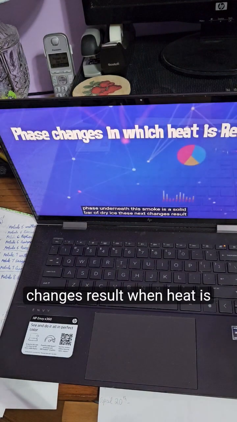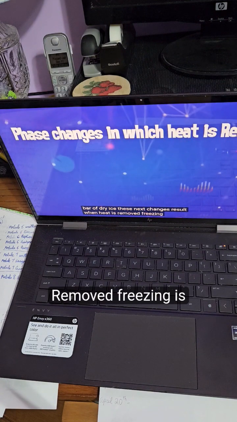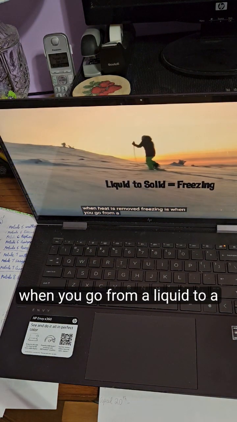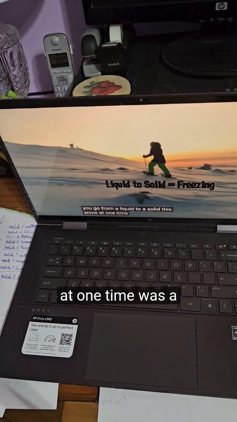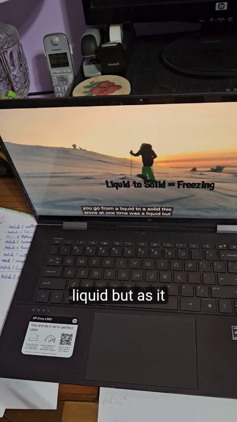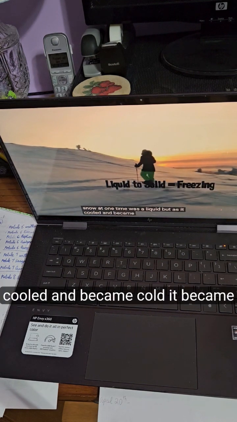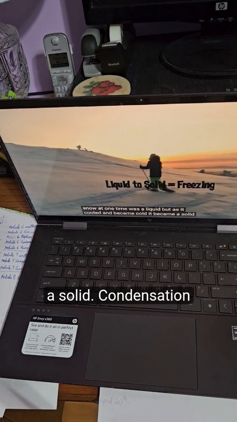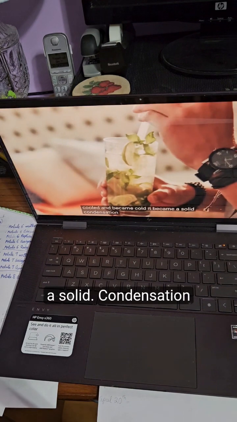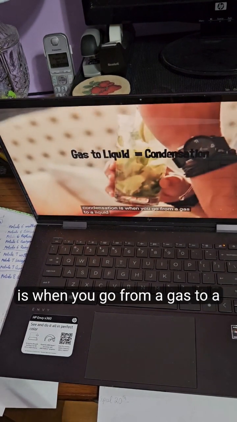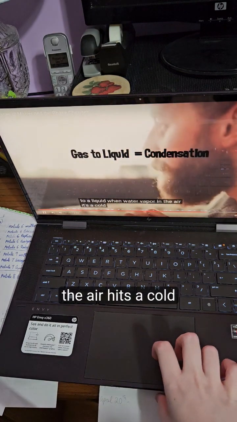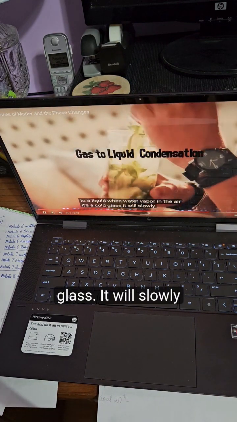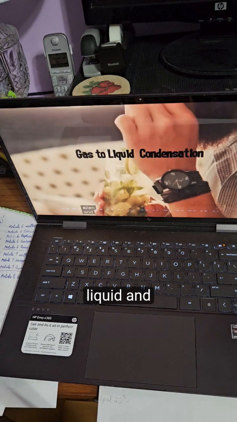These next changes result when heat is removed. Freezing is when you go from a liquid to a solid. This snow at one time was a liquid, but as it cooled and became cold, it became a solid. Condensation is when you go from a gas to a liquid. When water vapor in the air hits a cold glass, it will slowly become a liquid.